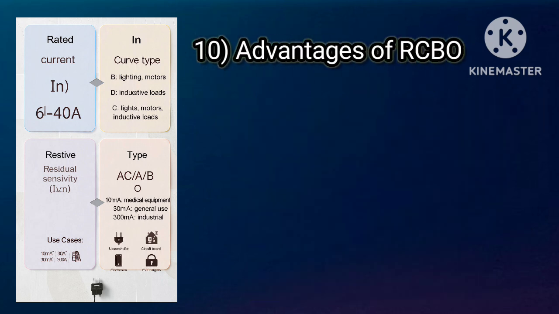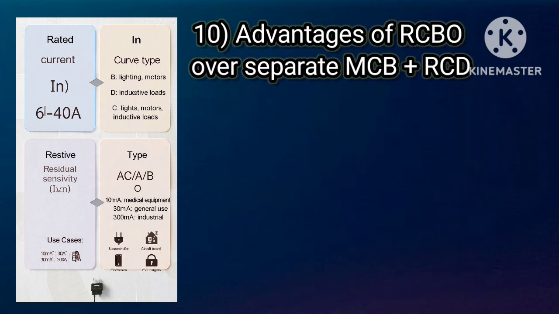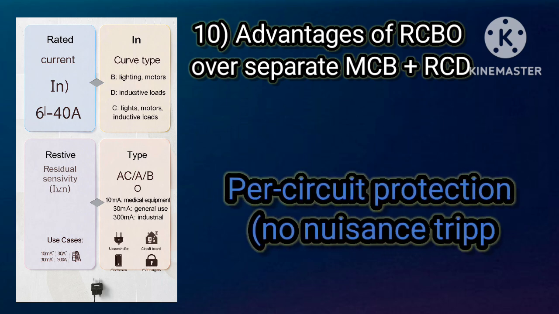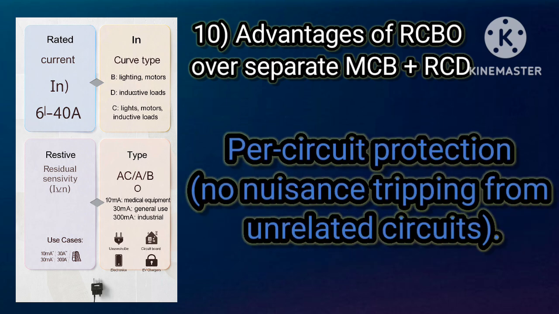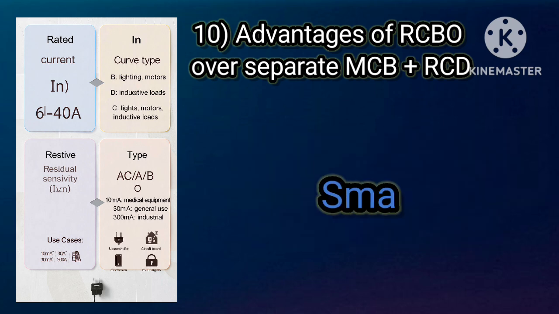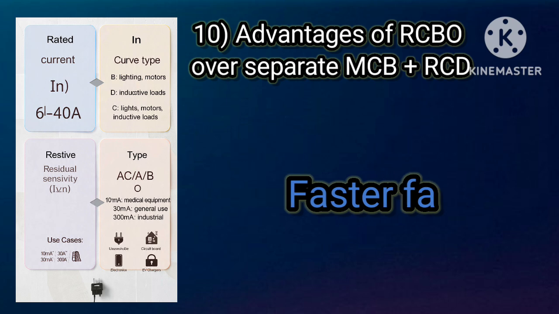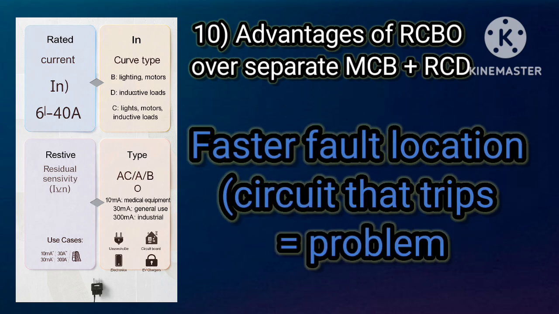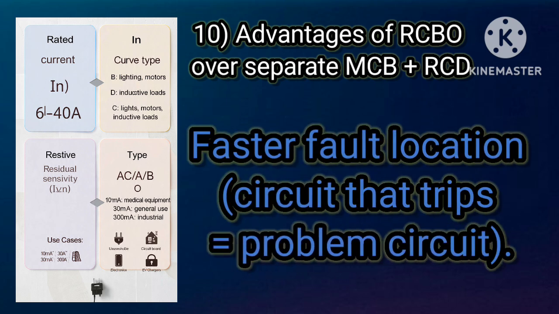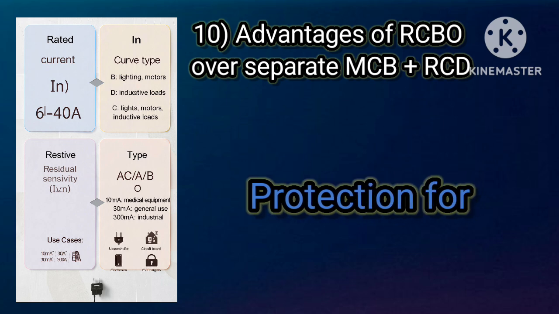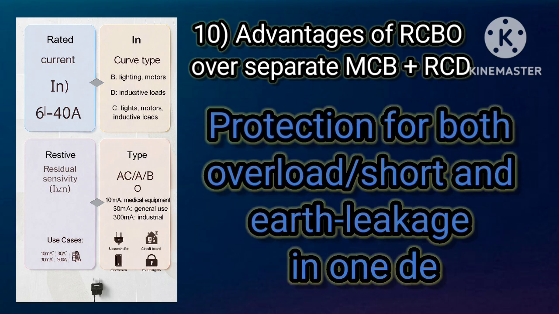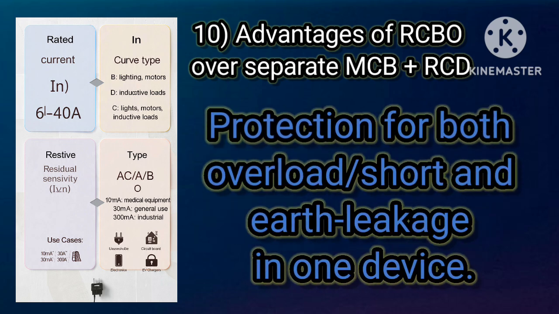10. Advantages of an RCBO over a separate MCB plus RCD. Per circuit protection, with no nuisance tripping from unrelated circuits. Smaller footprint in the consumer unit, a single device. Faster fault location: the circuit that trips is the problem circuit. Protection for overload, short circuit and earth leakage in one device.